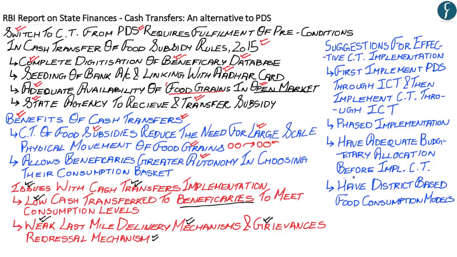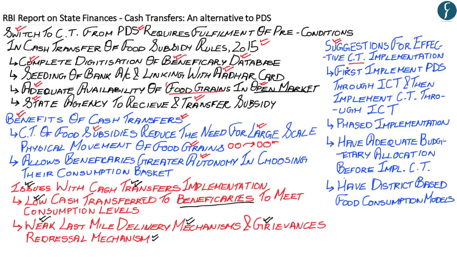And therefore the report has suggested that states should have district-based food consumption models to have an effective implementation of the cash transfer scheme. So now hopefully, up till here, you've understood the four suggestions given by the RBI report for the effective implementation of cash transfer.